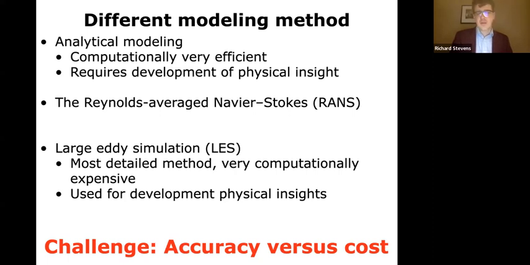The most detailed one can do is a large eddy simulation in which you try to resolve as much of the flow in the atmospheric boundary layer as possible. So these are computationally very expensive. And these are used to develop the physical insights required for the development of the analytical models. And in between there's Reynolds-averaged Navier-Stokes equations. So this is also what is more used in climate modeling type of studies to get an intermediate accuracy between a full analytical model versus a full LES model.